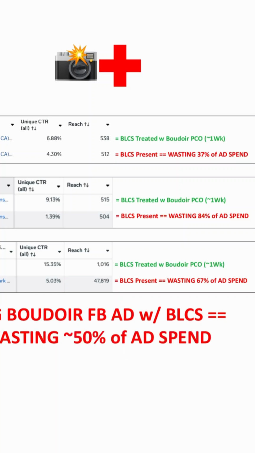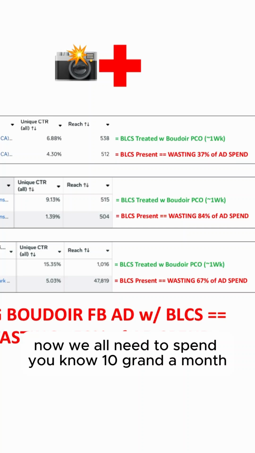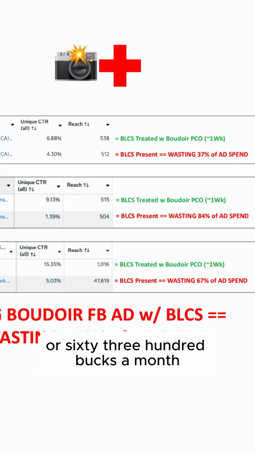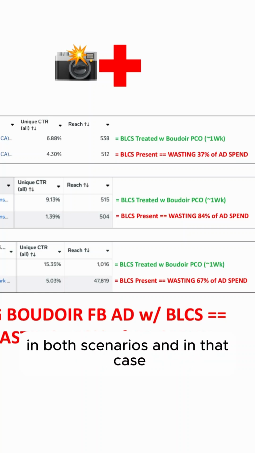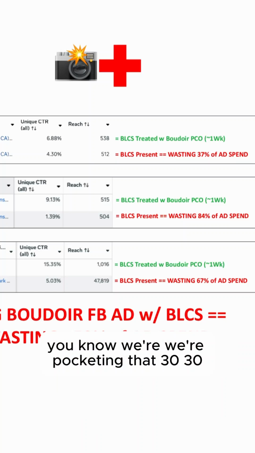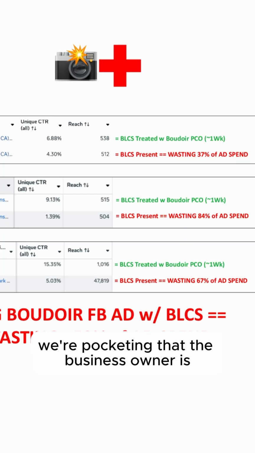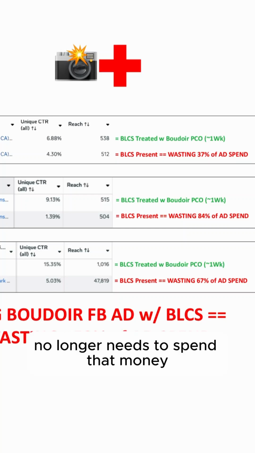So say they're spending 10 grand a month on the original Boudoir Facebook ad. Now we only need to spend $6,300 a month on the Boudoir Pico treated ad to get our ads into the same number of women's brains in both scenarios. And in that case, we're pocketing the $3,700 a month that was previously wasted. The business owner simply no longer needs to spend that money.